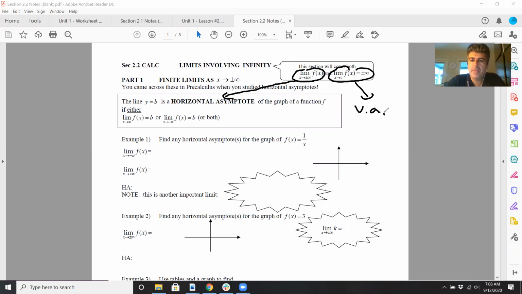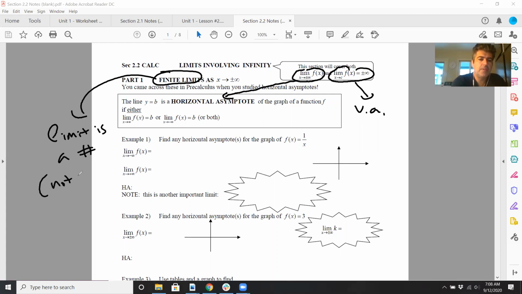So let's start with what we call finite limits, meaning that the limit is a number, not infinity, but x will be approaching plus or minus infinity. So what this means is that we're going towards the ends of the graph. And you guys did spend some time talking about horizontal asymptotes in Algebra 2 and pre-calculus.